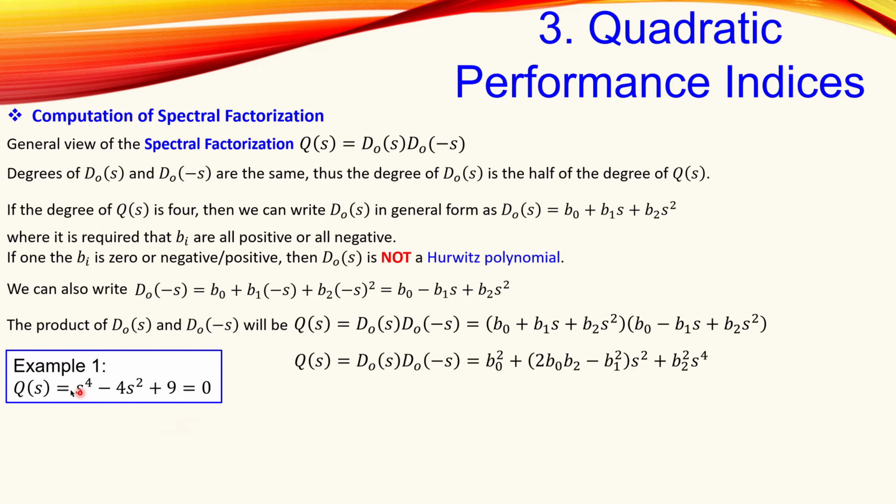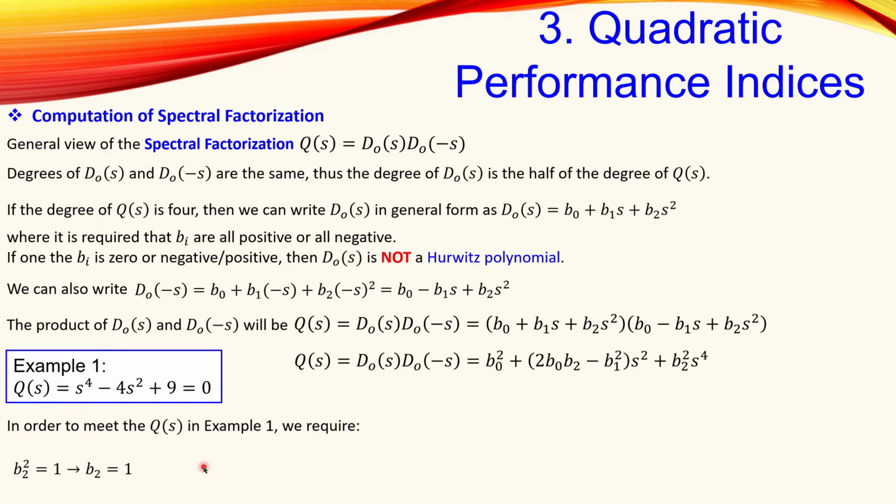Now let's look at example 1 again, the Q with s to the power 4 minus 4s squared plus 9. That was our Q. Now in order to meet the Q in example 1, looking at the coefficients, I require that b2 squared is actually 1. You need to look at it in the reverse form, so this s to the power of 4 coefficient is 1 in our example. That means b2 is just 1, the square root of 1.